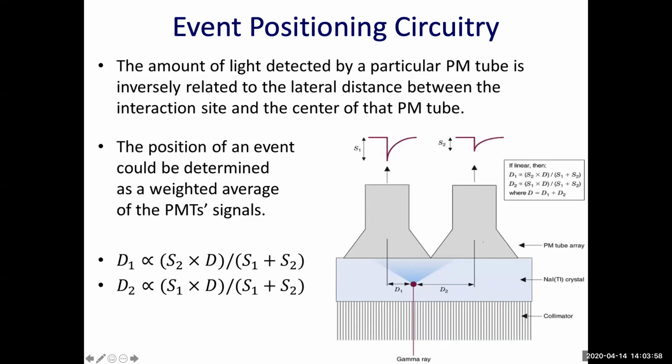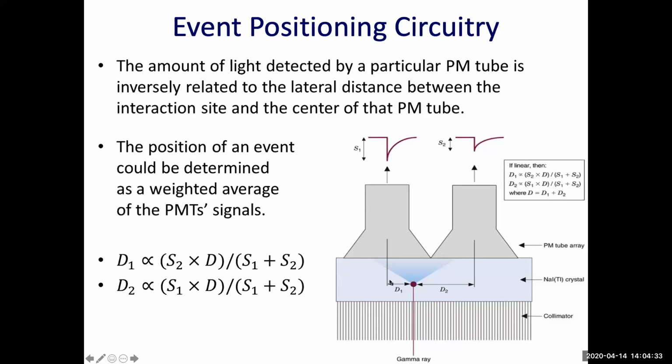Look at this, we have two PMTs and we have an event detected. Here the gamma photon interacts with the crystal in this location. To define the location, we use the PMT signals. If the event is closer to the center of this PMT, the amplitude is increased. We have bigger amplitude here than here. So this is the linear relationship between the lateral distance between the event and the center of the PMT.